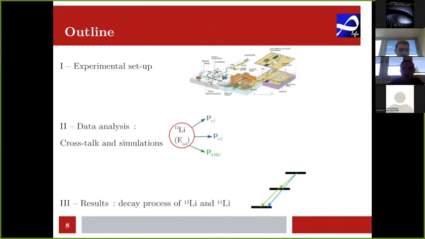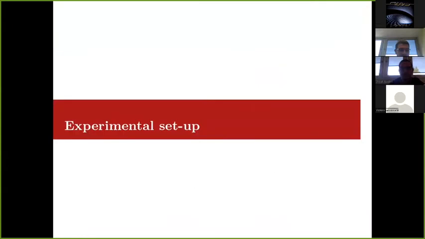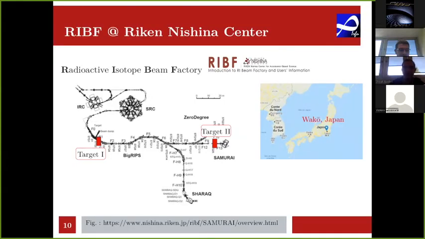So my talk will be divided in 3 parts: the experimental setup, then the data analysis focused more on crosstalk and simulations, and finally the results. So this is what RIBF looks like. We can see that on this beamline there are 2 targets, primary and secondary target, and they have 2 different functions. So in this experiment, a beam of calcium-48 has been accelerated and has fragmented on the primary target made of beryllium-9.